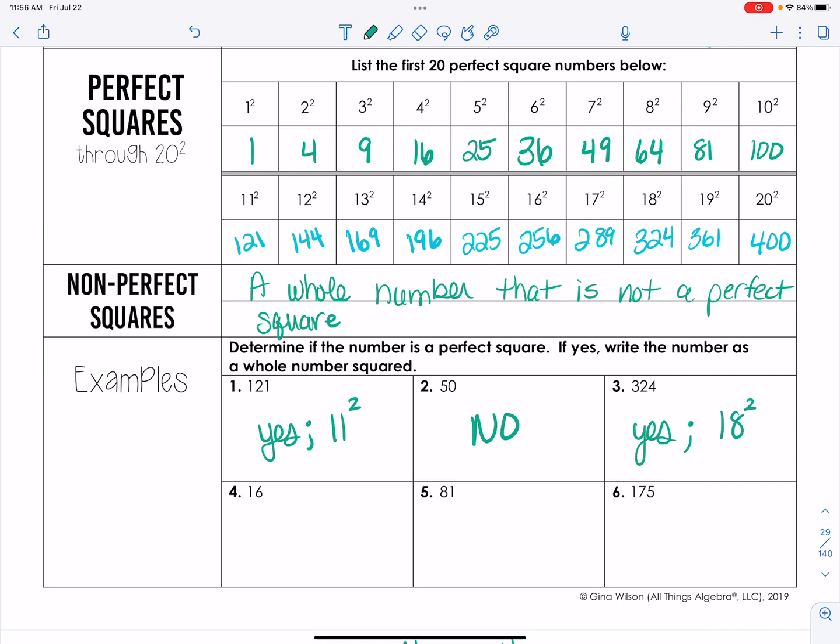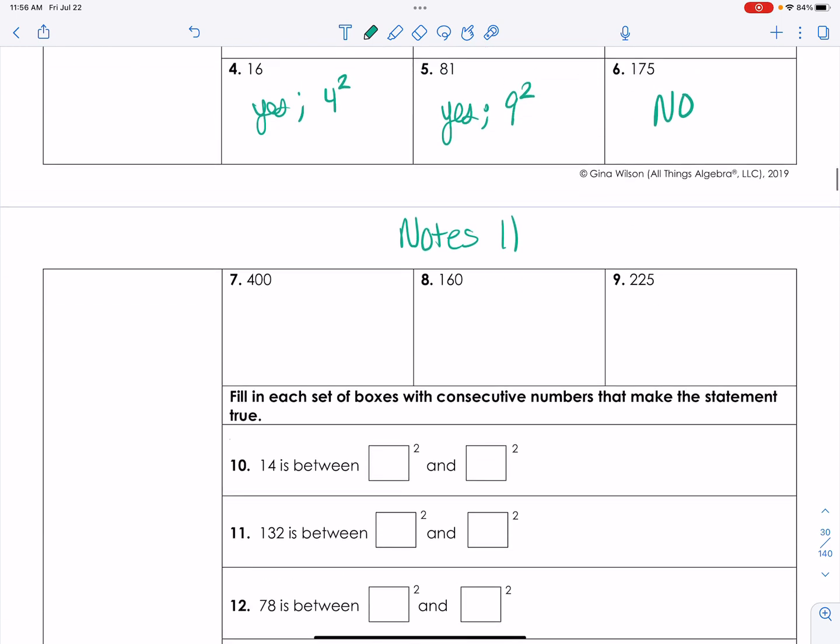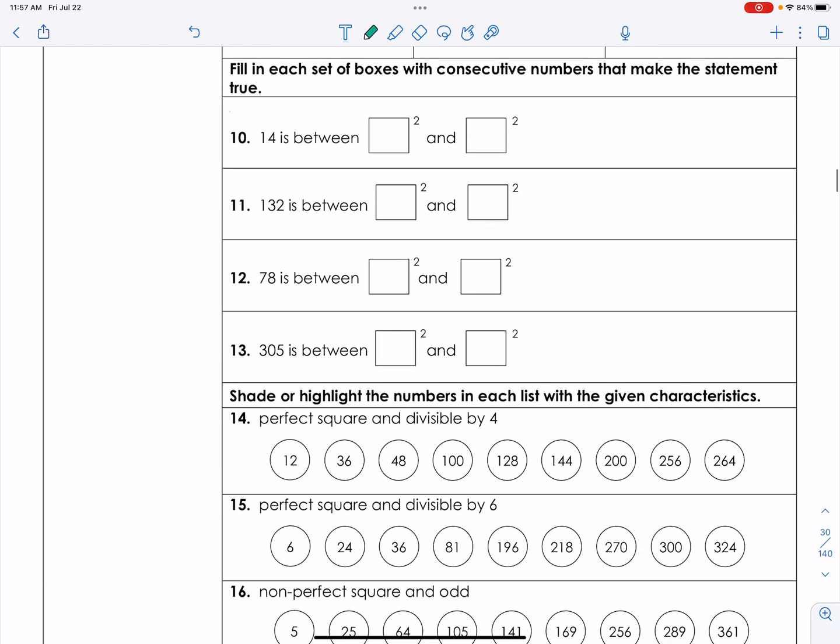All right, I would like you to do 4, 5, and 6. Okay, 4 is a yes, and it's 4 squared. 5 is a yes, and it's 9 squared, and 6 is a no. Okay. All right, I think you got that part. I'm not so worried about it. So we're going to jump to number 10.